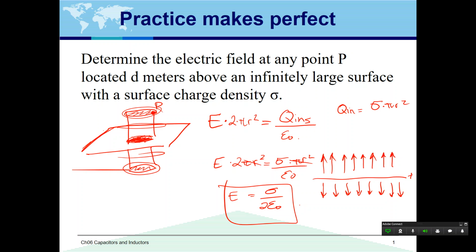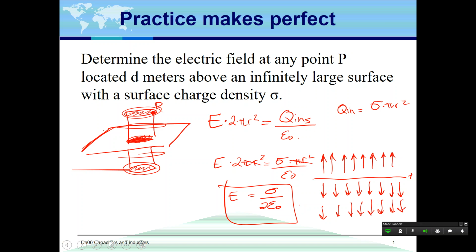In this case, if we're close enough to it, whether we're right here or right here, the electric field is about the same, so we can use Gauss's law to make that approximation. So I can say that the electric field here is also the same. Correct or not? Okay, good.